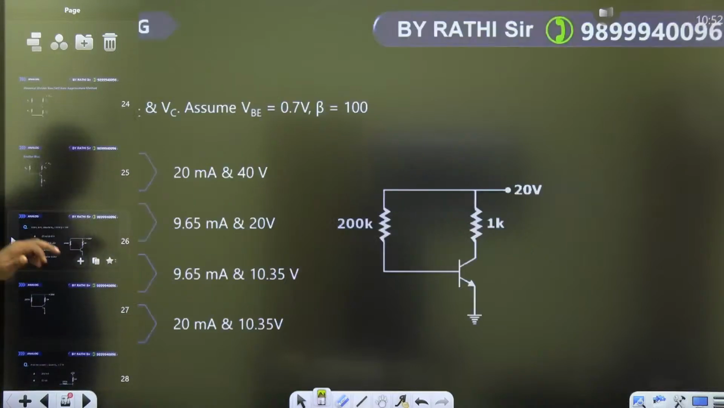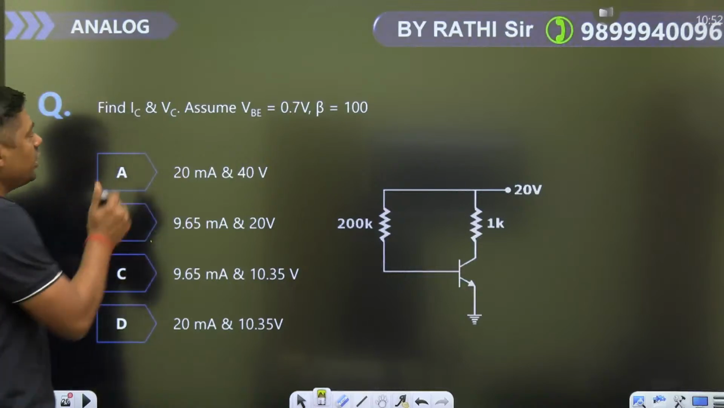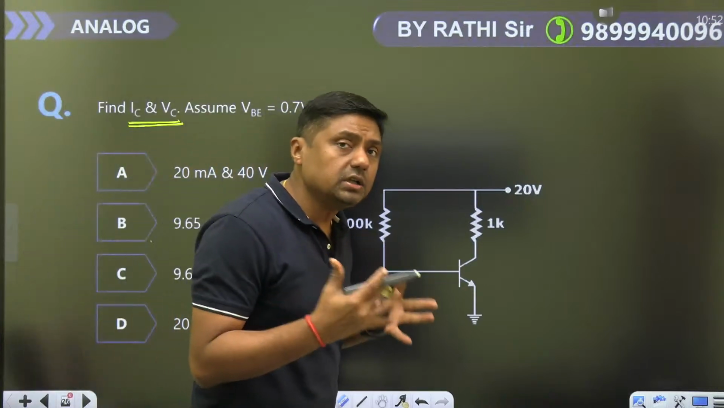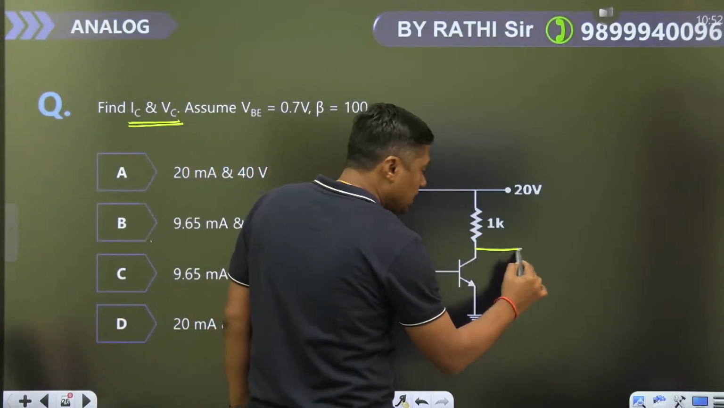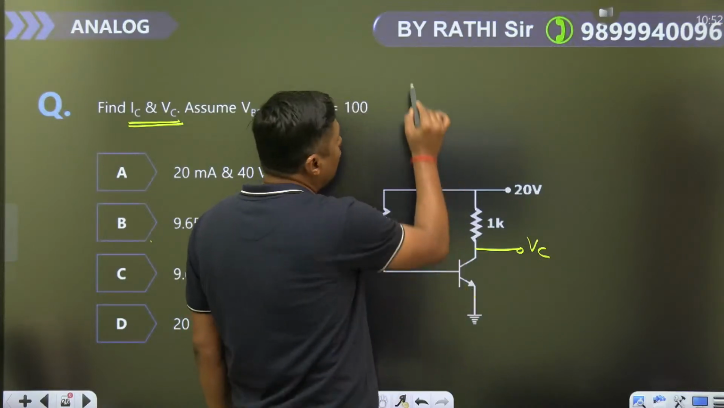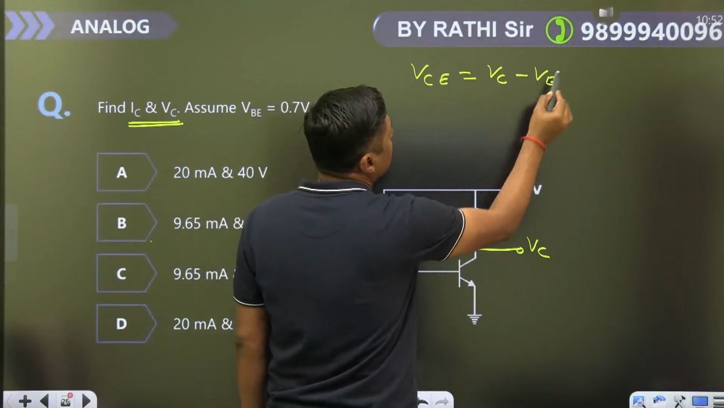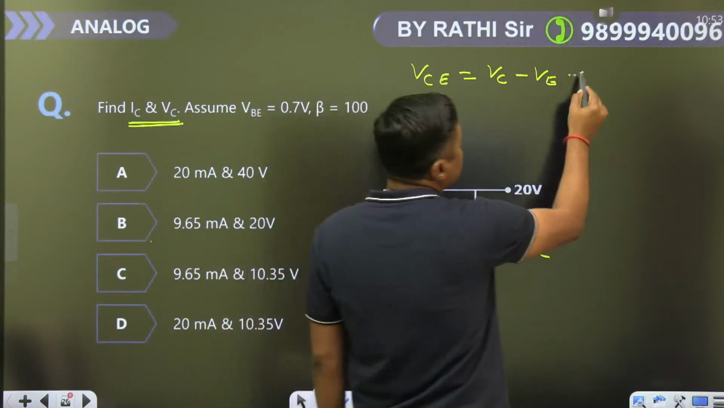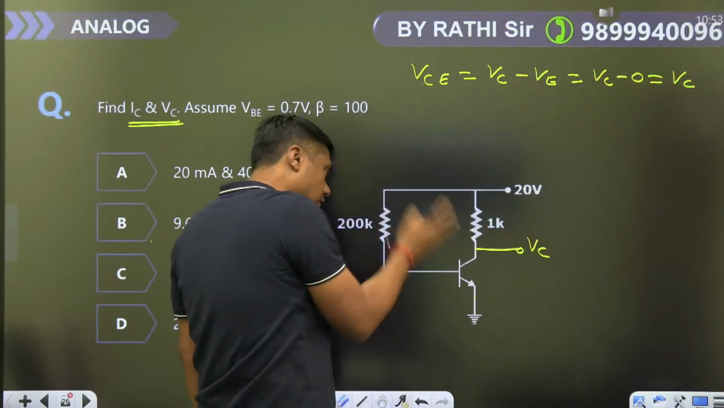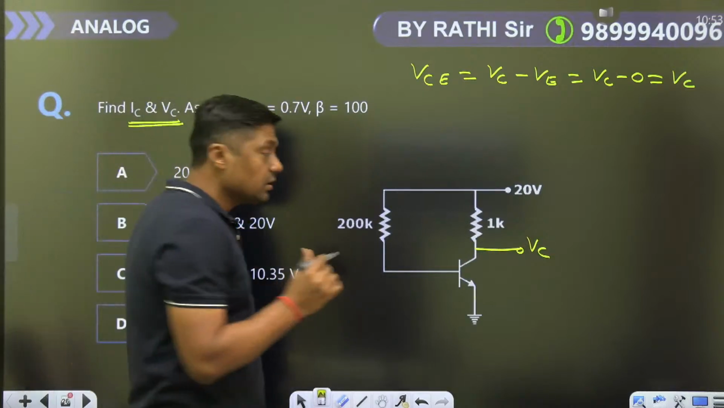Now first question. Find IC and VC. Please read the question carefully. VC means collector terminal voltage. In this case, the emitter is connected to ground. So what is the VCE? VC minus VE. What is the VE? Connected to ground, and that's why it is VC minus 0. So that is nothing but VC. In this particular case, VC is equal to VCE. Second, this is IC.